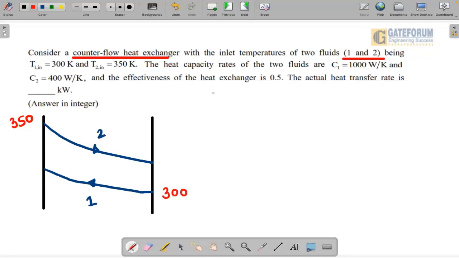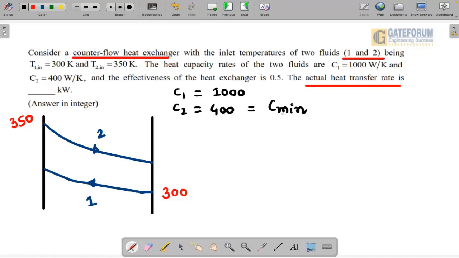And specific heat is given, effectiveness is given. No problem. So guys, in this we have to find the actual heat transfer. With the help of effectiveness, we can calculate it. So first of all, what we are going to do, C is given, C1 is 1000 and C2 is 400. So this value is your C minimum. So C minimum is very important here.